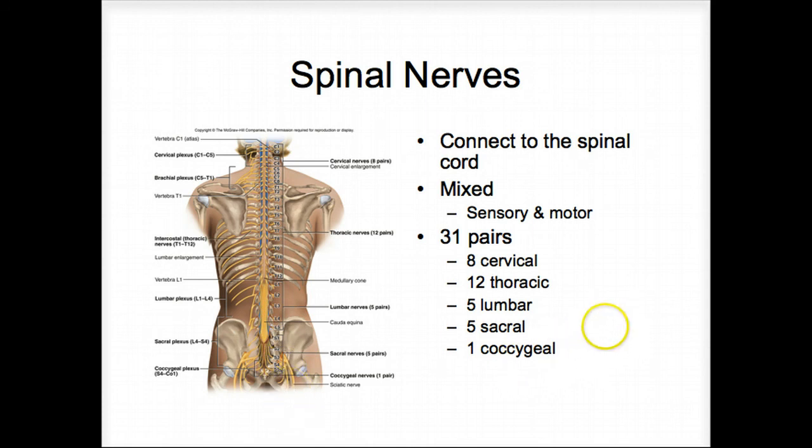Now, there are 31 pairs, so there's one on each side. There are 8 cervical spinal nerves. Now you might be thinking, wait a minute, I remember there were only 7 cervical vertebrae. That's true, but this first cervical nerve comes out above C1. So that gives us room to have 8 cervical spinal nerves. We've got 12 thoracic. Then we get into the 5 lumbar, the 5 sacral, and the 1 coccygeal nerve.